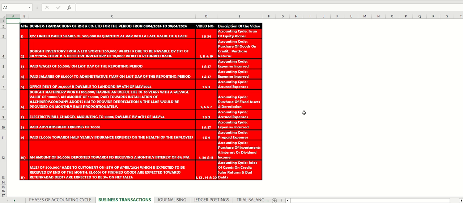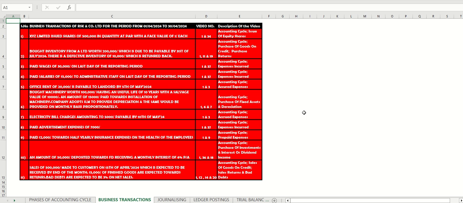Therein, I had already clearly provided what is a journal entry when the goods are purchased on credit or when the purchase returns were made, how those journal entries are supposed to be posted in the ledger accounts, how those entries would get reflected in the trial balance, and how those amounts would get reflected in the financial statements. All those details I had already shared in those respective videos.